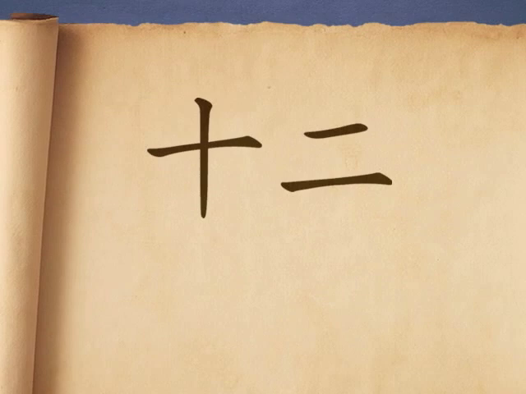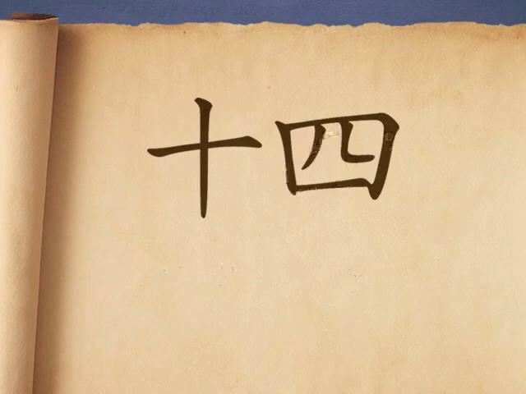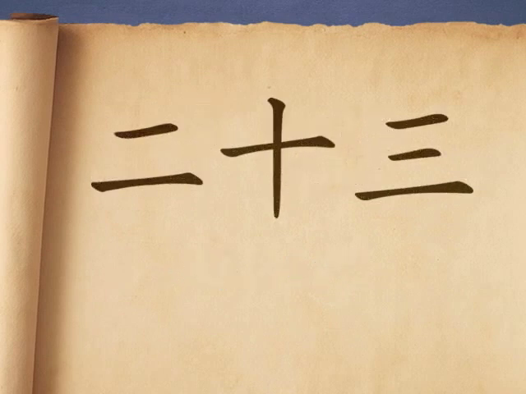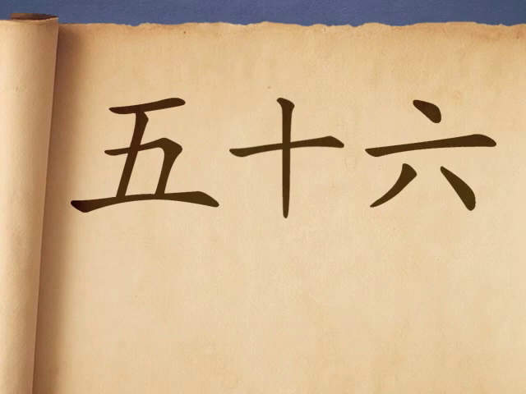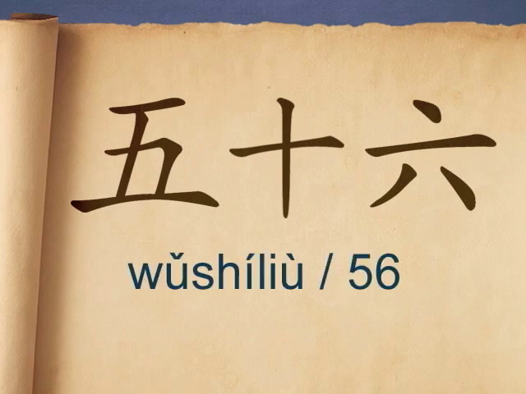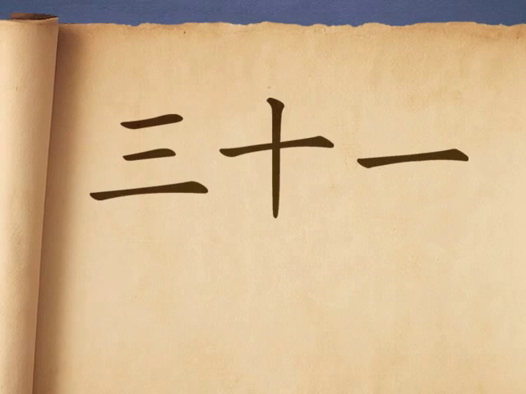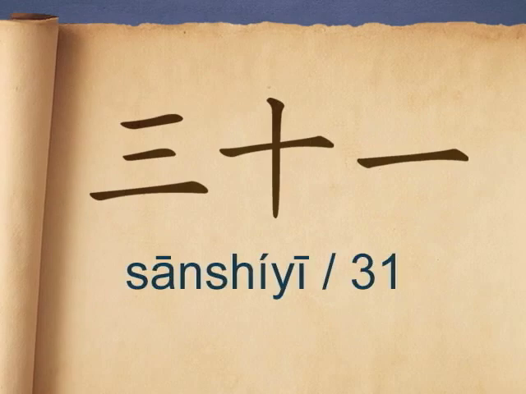Now I'll call out a few numbers. See if you can understand them and tell me what I said. 12, 12. What did I say? Correct. I said 12. 14, 14. What did I say? Yes, 14. 23, 23. Good. I said 23. 56, 56. I said 56. How would you say the number 31? That's right. You say 31.